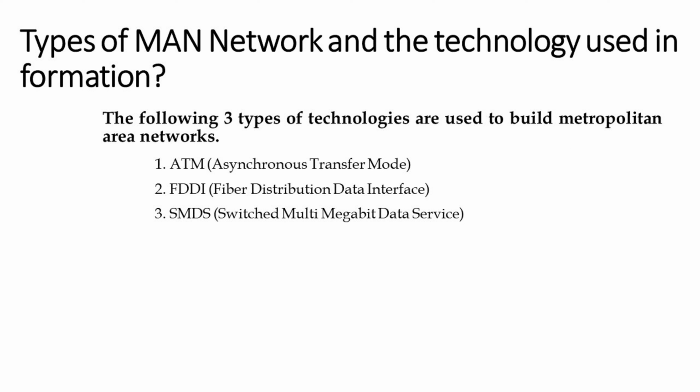Types of metropolitan area networks and technologies used in construction. The following three types of technologies are used to build metropolitan area networks. 1. FDDI, Fiber Distributed Data Interface. 2. ATM, Asynchronous Transfer Mode. 3. SMDS, Switched Multi-Megabit Data Service.